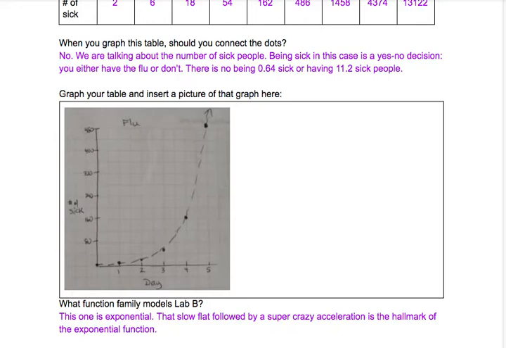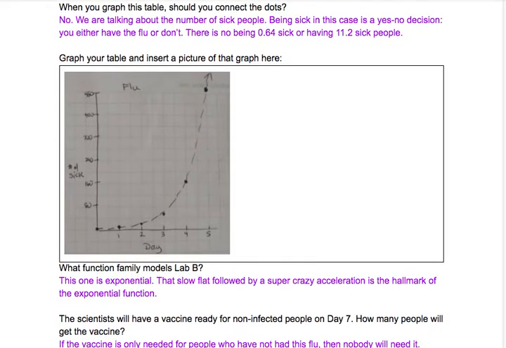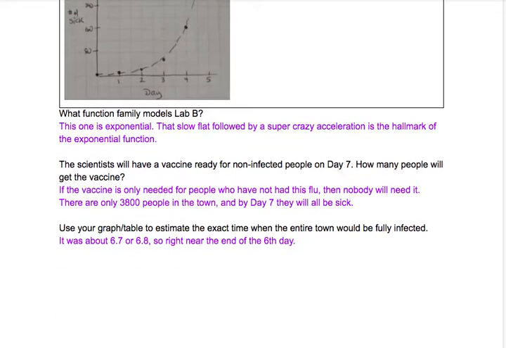And when looking at what family of function this is, clearly that was exponential. It's slow and flat in the beginning, and then all of a sudden around day 3, 3.5, it starts to shoot up really fast. That is the hallmark of the exponential function. Now it says that the scientists in this town will have a vaccine ready for their non-infected people on day 7. So how many people will get the vaccine?